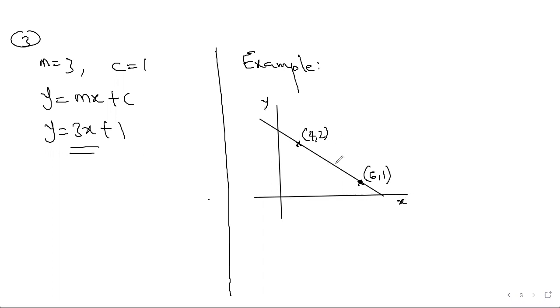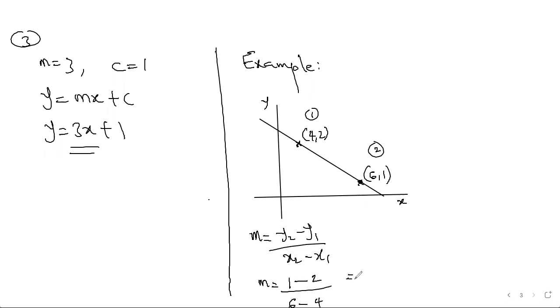What do we do? It's easy. It's the same as what we did previously. What you just need to do is first calculate the gradient of the line. M equals y2 minus y1 over x2 minus x1. So if I make this my point 2 and this point 1, means that m will be y2, which is 1, minus y1, which is 2, over x2, which is 6, minus x1, 4. That will give you minus 1 over 6 minus 4. That will give you 2. So that's minus half. Now I know the gradient as minus half.